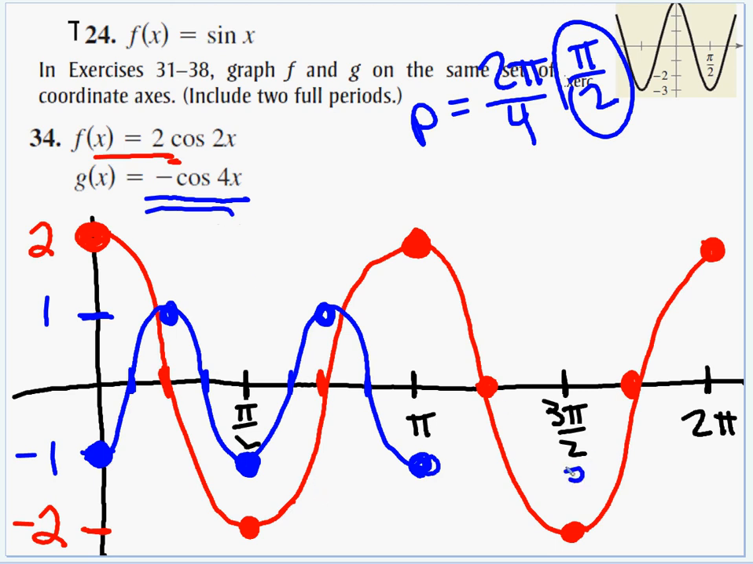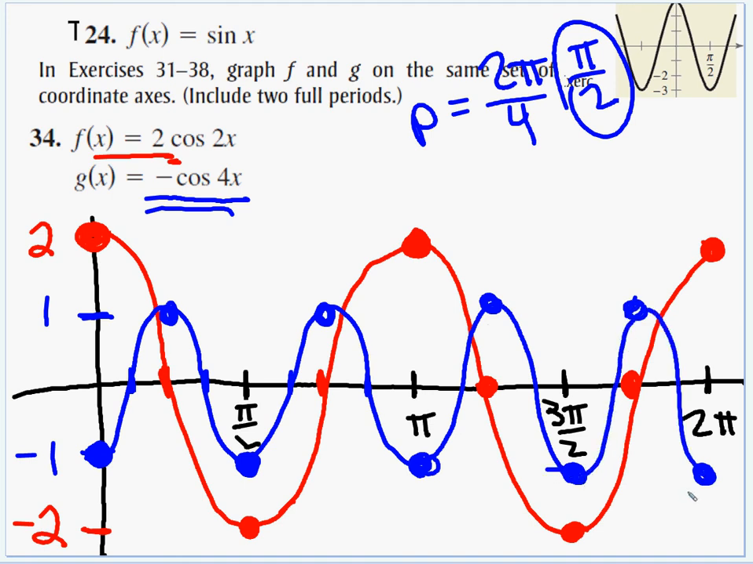And that would just continue. We could keep doing that if we felt like it. Do more cycles on there, because these do go on infinite in both directions. So that's actually 4 periods of negative cos 4x and 2 periods of 2 cos 2x.